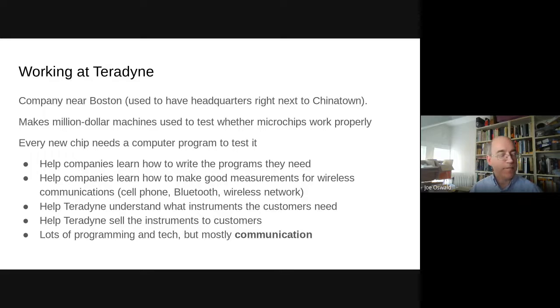This involved lots of programming and understanding technology, but hopefully the other thing I'm able to get across is that there was a lot of communication. There was a lot of trying to understand what other people needed or wanted or were able to do, and be able to explain what we had and the problems we could solve in ways that they would understand and be persuaded that we did understand them and that we had a good solution for them.